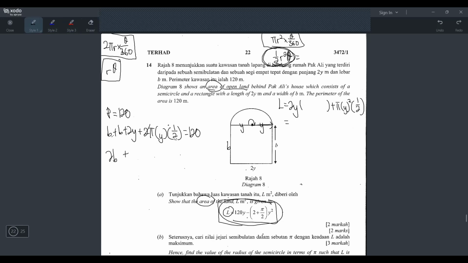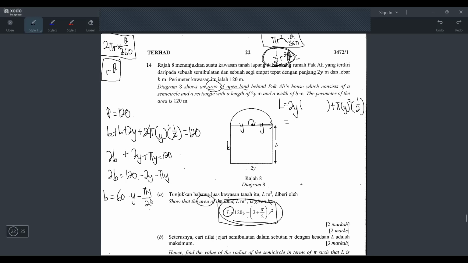So the 2 and 2 can cancel. You're just left with 2y plus pi y equals 120. And don't forget, I'm finding b. So I will move everything to the other side: 120 minus 2y minus pi y. Therefore your b is 120 minus 2y minus pi y, all over 2.